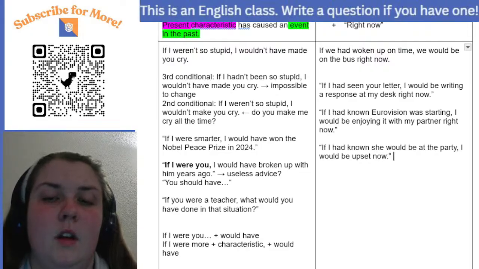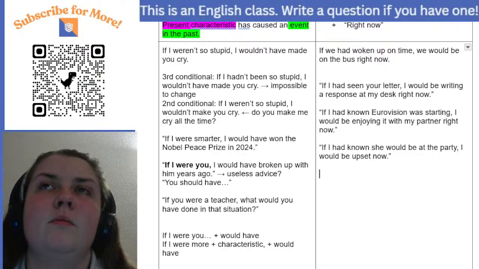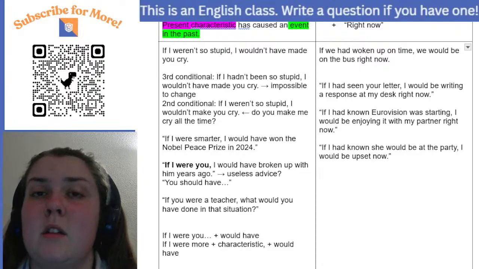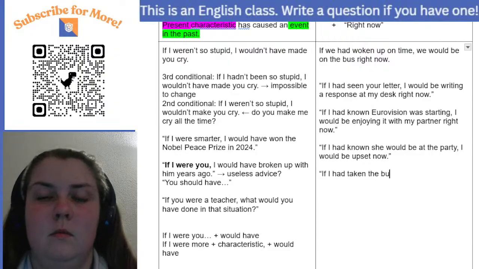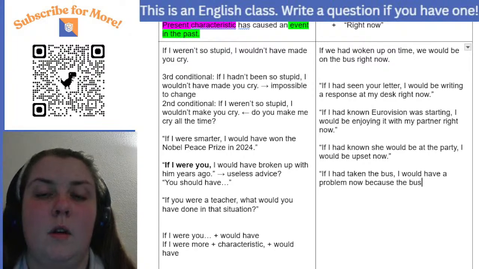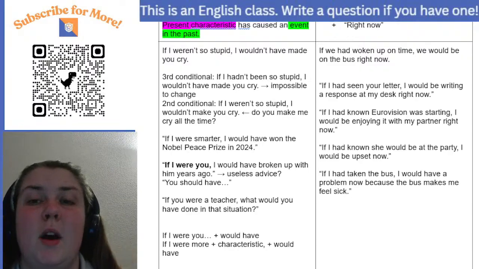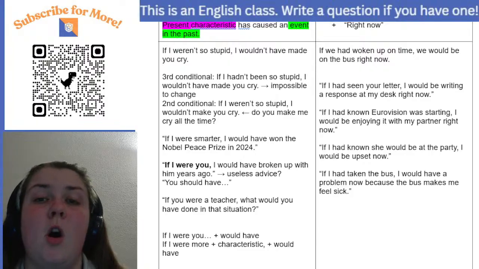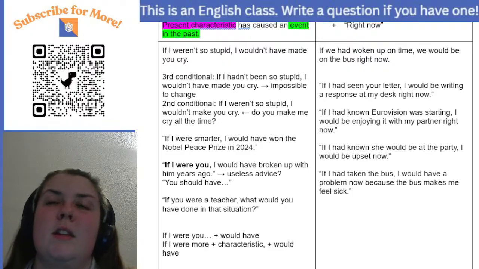Now, let's see if we can think of an I would have example. If I had taken the bus, I would have a problem now, because the bus makes me feel sick, for instance. It's not the best example, and that's why would be is probably the most common manifestation of the mixed conditional, because you want to show that it's something that is continuous.